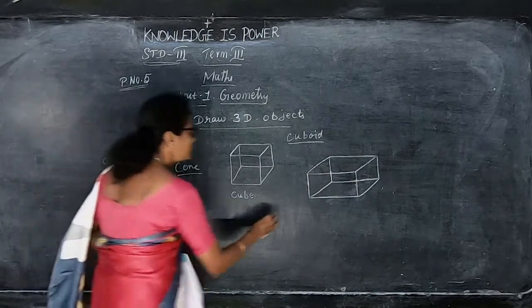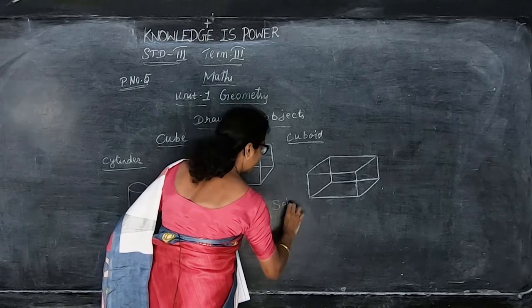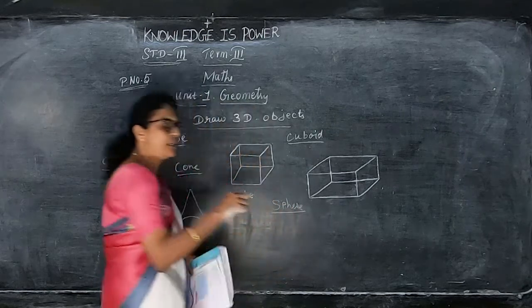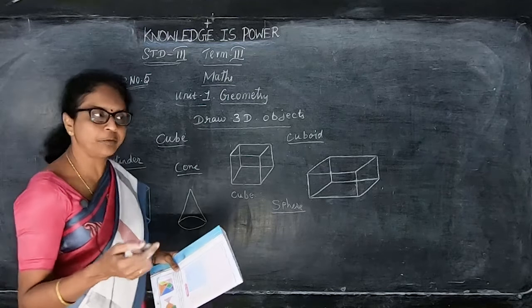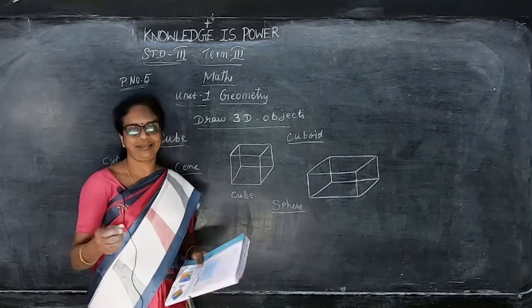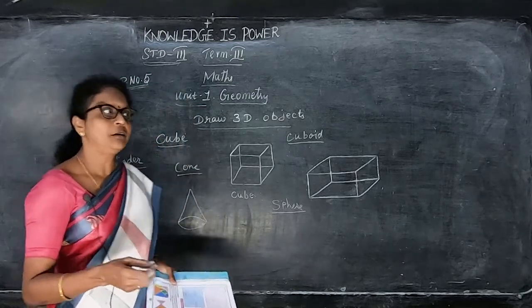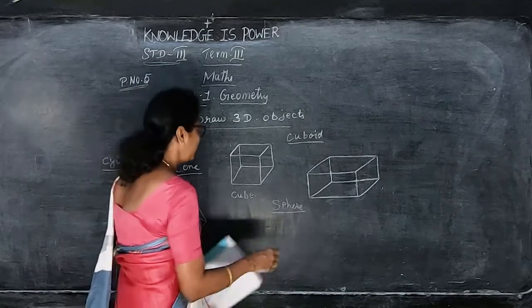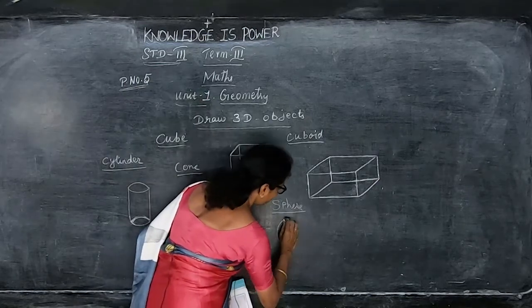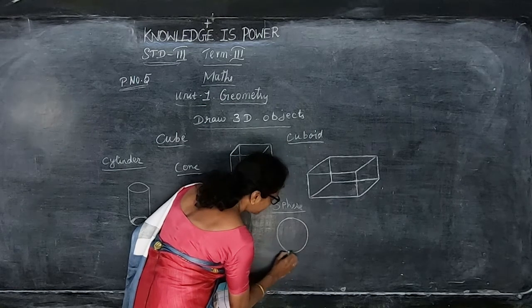And then one sphere. Sphere means a round shape. This is not a bangle. It's a ball with the sphere shape. Basketball, cricket ball, and then football, volleyball, everything. So this will be the spherical shape. So this is not a circle. This is the sphere.